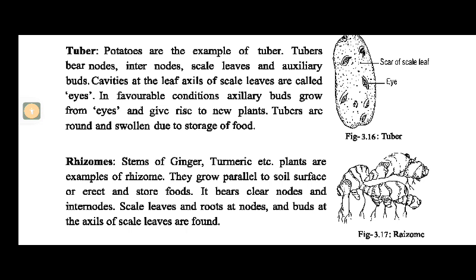There are four types, such as tuber, rhizome, bulb and corm. Tuber. Potatoes are an example of tuber. Tubers bear nodes, internodes, scale leaves and axillary buds. Cavities at the leaf axil of scale leaves are called eyes. In favorable conditions, axillary buds grow from the eyes and give rise to a new plant. Tubers are round and swollen due to the storage of food.